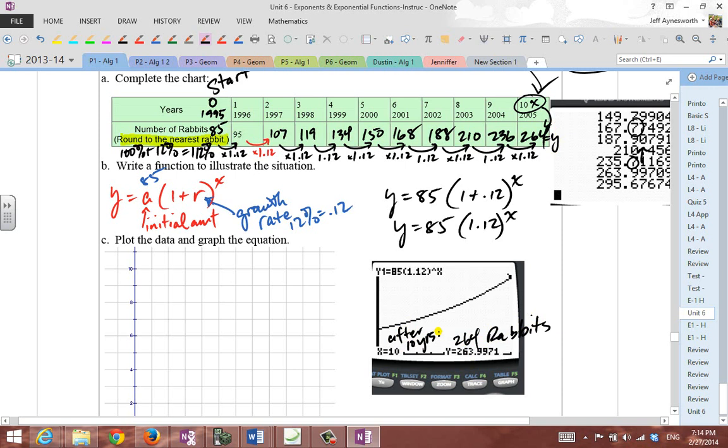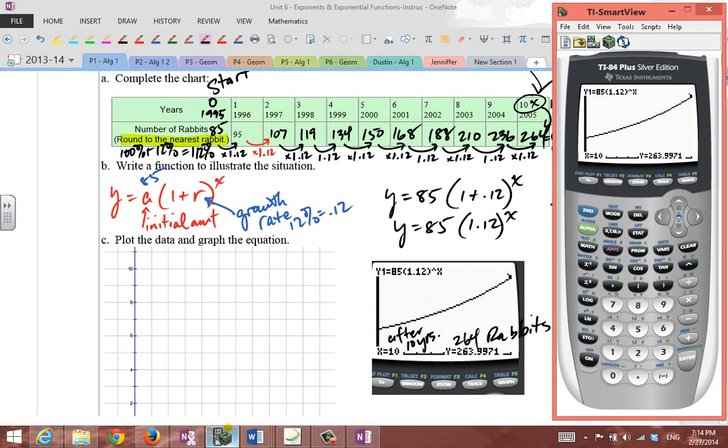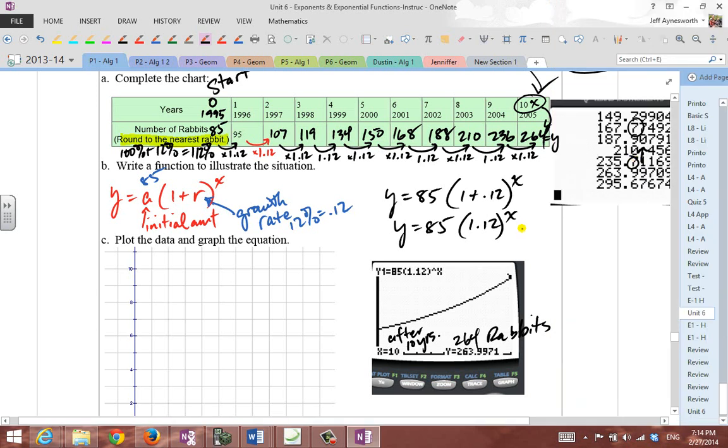But you can also do another way too. Here's another way. Go second, quit, and clear out. You can use your function. So let's take 85, raise it to the power of 1.12 to the 10th power. Why? Because we want to figure out how many rabbits there are after 10 years. Holy cow, we get the same value because it's the same function, guys. 264 rabbits after the 10th year.